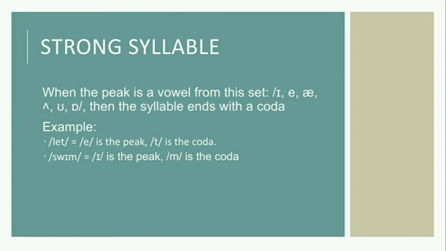Now let's talk about strong syllables. When the peak is a vowel from this set, e, a, u, and o, then the syllable ends with a coda. For example, in the word let, e is the peak and t is the coda. Also in the word swim, i is the peak and m is the coda. As we learned in the previous week about analysis of syllables in a word, the coda is the last part of the syllable in a word. It consists of a consonant or consonant cluster.